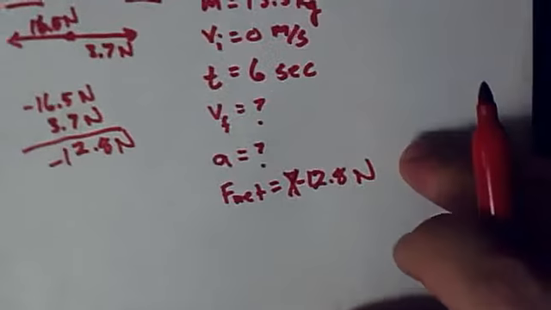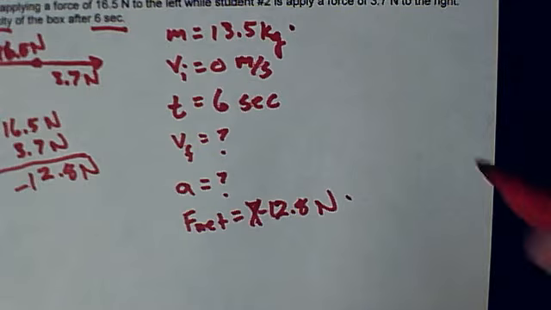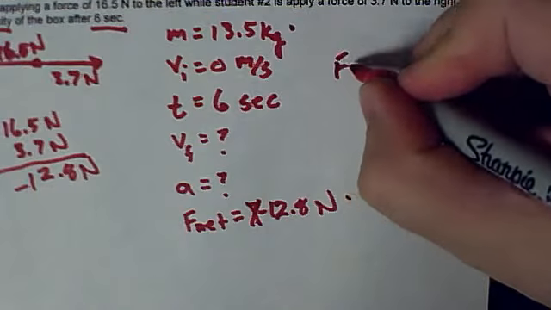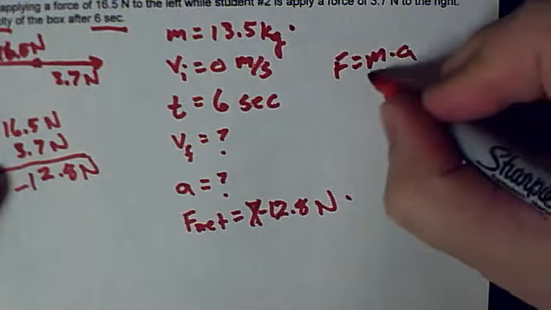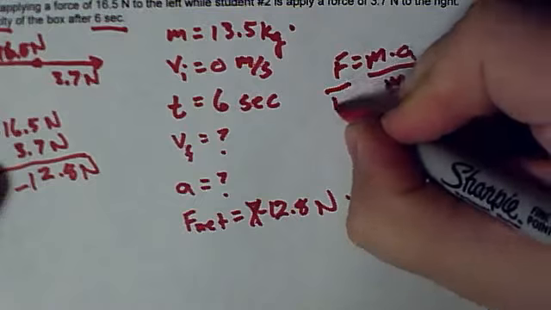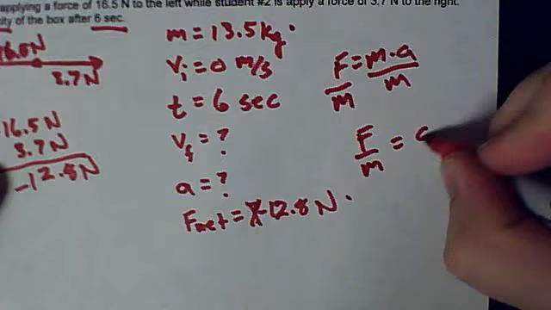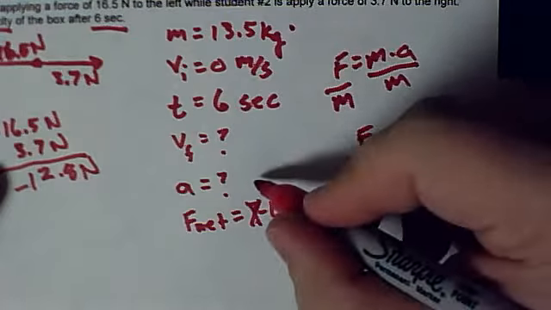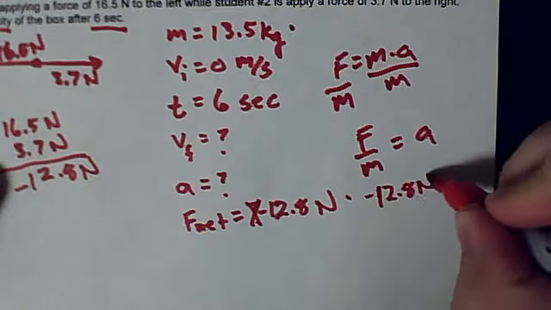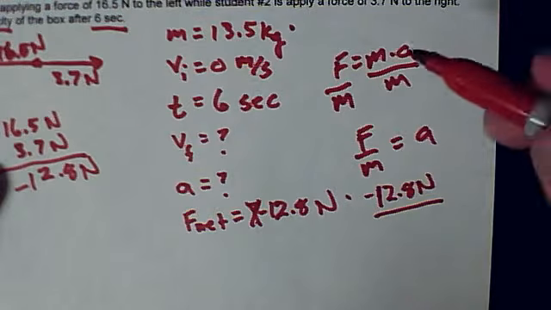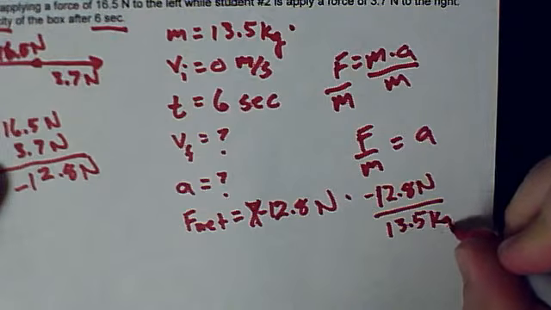Now, we know that our mass is 13.5 and we know our net force. So F equals m times a. To find acceleration, we divide both sides by m. So that gives me F divided by m equals a. So my acceleration is my negative 12.8 newtons divided by my mass of 13.5 kilograms.